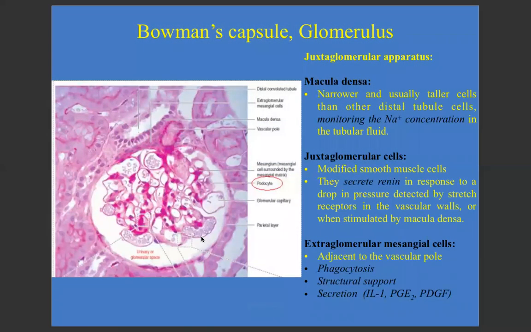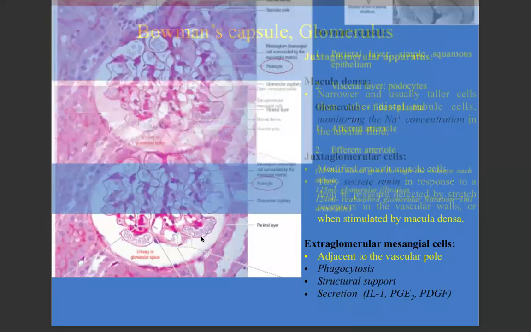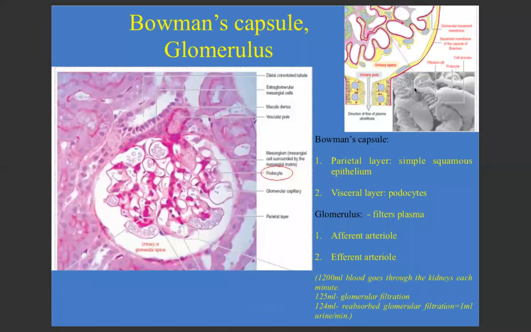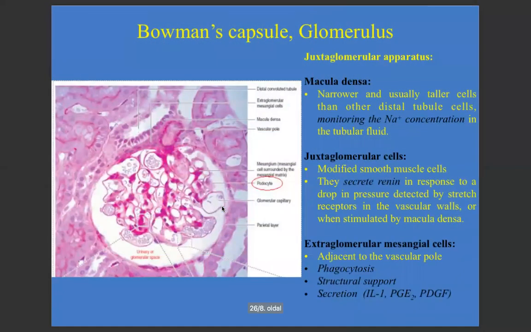Dr. Katz, yes? What did you say the processes of the podocytes were called? You said they have big cytoplasmic processes called something. Foot processes. Oh, okay, thank you. Because they are really long, like the feet of somebody, so they are called foot processes. Okay, thank you. You're welcome.